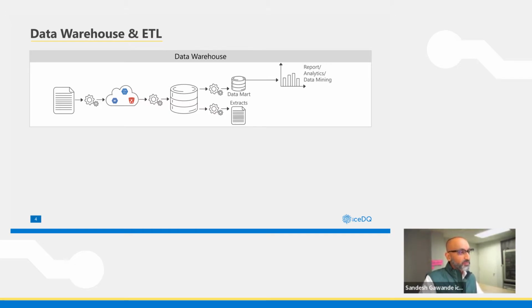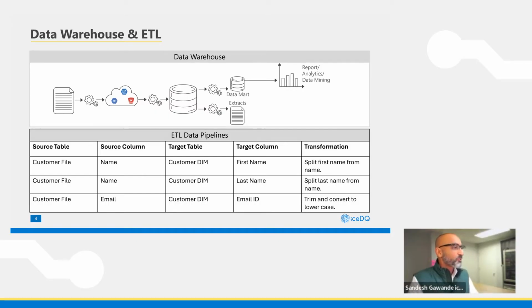Before we get into that, let's see what a sample data pipeline does. If you have a customer file and you are loading data into a customer table, there is usually some kind of mapping. For example, I'm taking the name from the source column, then going to the target column, say it's a first name, and I'm doing some kind of transformation. I'm saying split the first name from the complete name, because apparently the file has first name and last name concatenated. So you are separating the first name. Similarly, you are doing the last name.